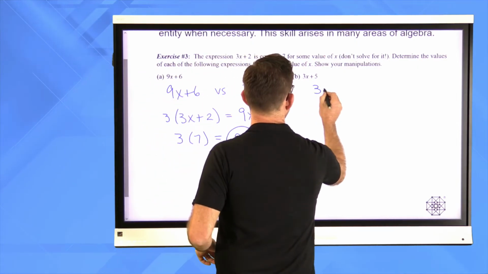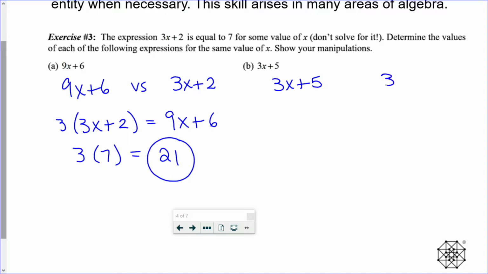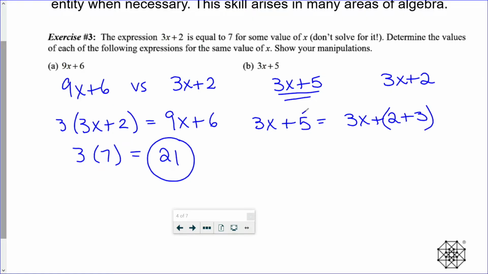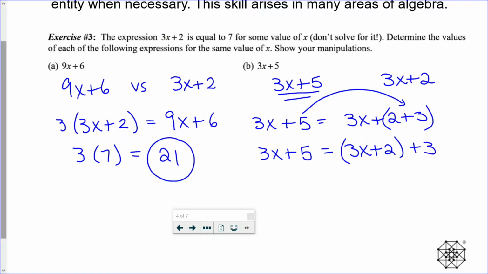Now, thinking a little bit about 3x plus 5, again, let's do this together, right? How does 3x plus 5 compare to 3x plus 2? Well, let's try to get 3x plus 2 involved with 3x plus 5. Here we've got that associative property going again. 3x plus 5 is going to be 3x plus 2 plus 3, right? All I'm doing is changing a 5 into a 2 plus 3. Definitely 5 is equal to 2 plus 3. So I can then rewrite this as 3x plus 2 plus 3. We know that 3x plus 2 is equal to 7 because they've told us that. And 7 plus 3 is equal to 10.